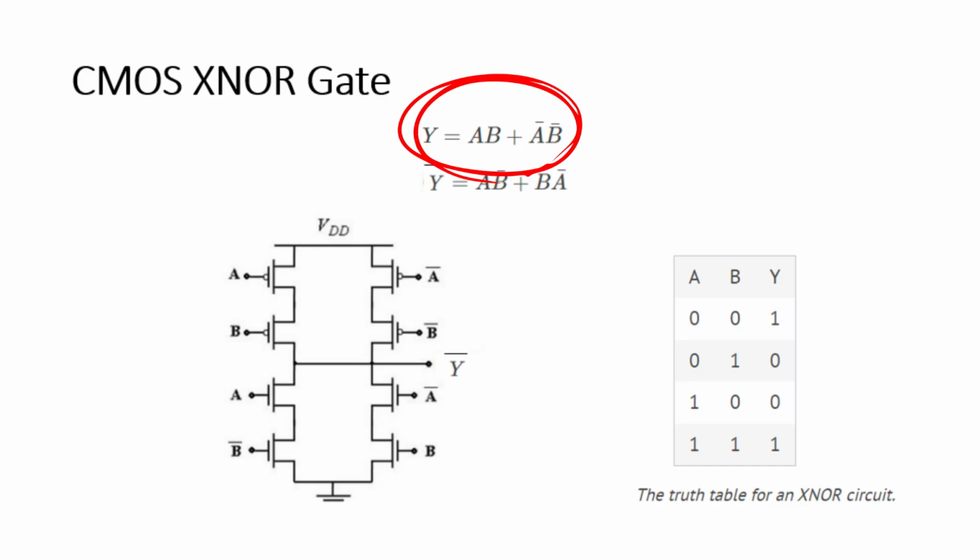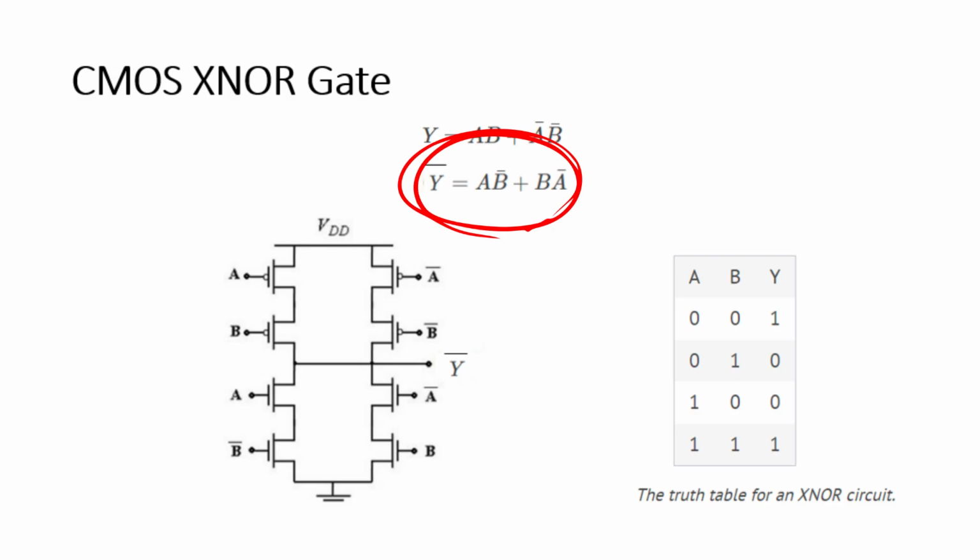Let's discuss the exclusive NOR gate. The output logic equation for the exclusive NOR gate is A dot B plus A bar dot B bar. And we know that the output of a CMOS based gate is an inverted output. So we need to invert this equation, and the inverted output for the logic gate turns out to be A dot B bar plus B dot A bar. And this is what we are going to implement in this circuit.